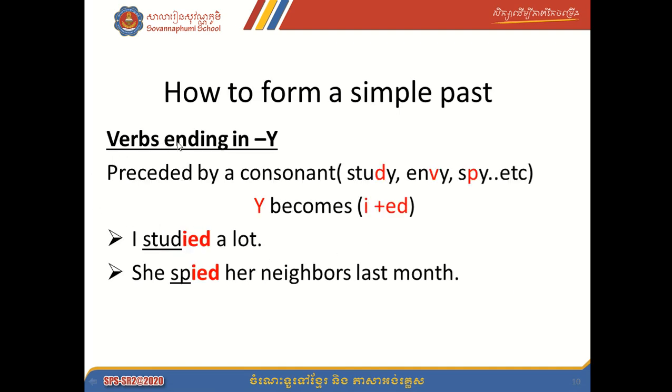For verbs ending in Y preceded by a consonant, like study, invest, spy, and so on, remember that you need to change Y to I and then add ed, and then it becomes verb 2. For example, I studied a lot. She spied on her neighbor last month. Study: we delete Y, add I and ed.